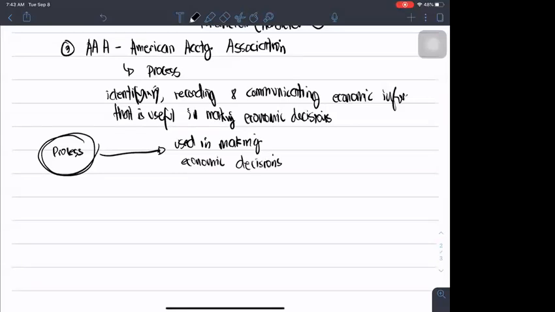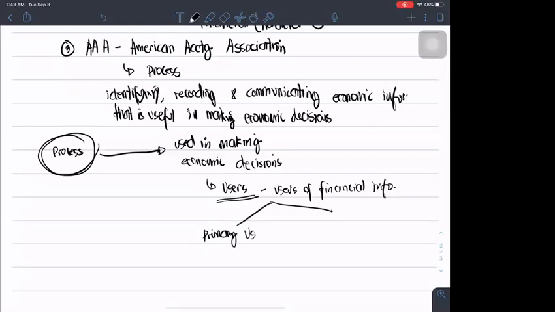So your main question here is, who will make the economic decisions? Take note, the persons who will make the economic decisions are your users. And who are these users? These are the users of financial information. And these users can be known as your primary users and other users.